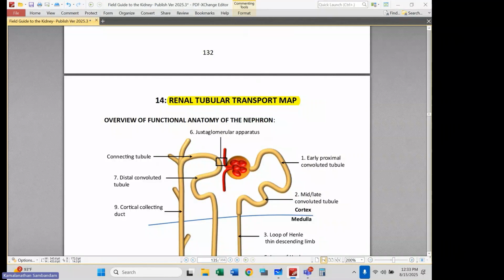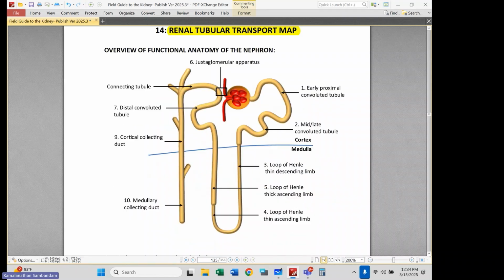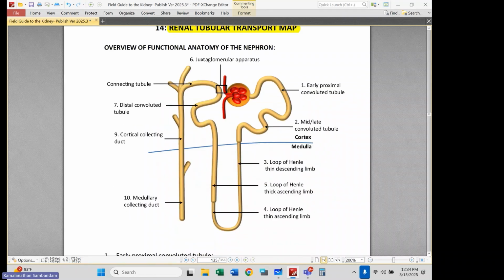I'll just orient you to this and go over the overview of the nephron. This is really a reference for you, and so I'll orient you to this reference. So first of all, you'll need to know the basics of nephron anatomy.